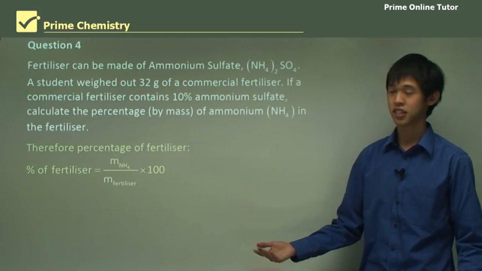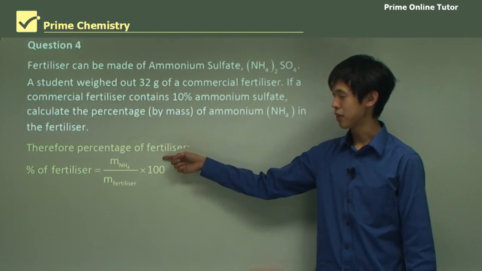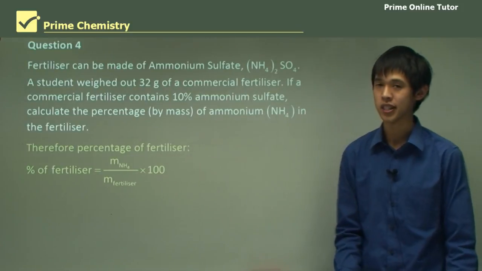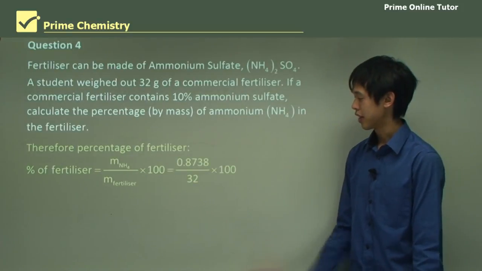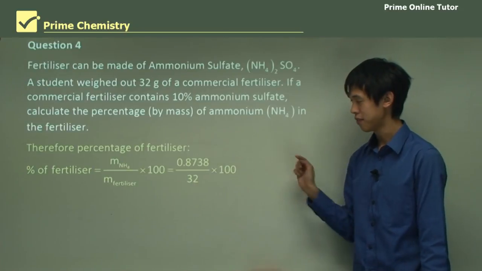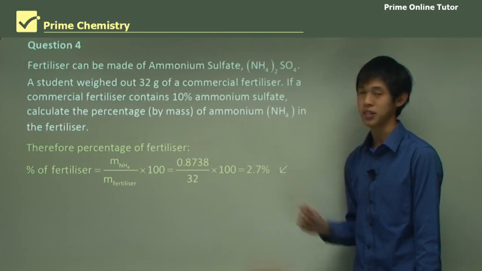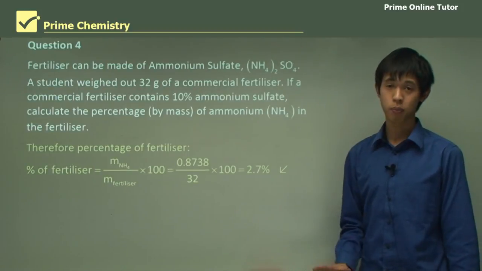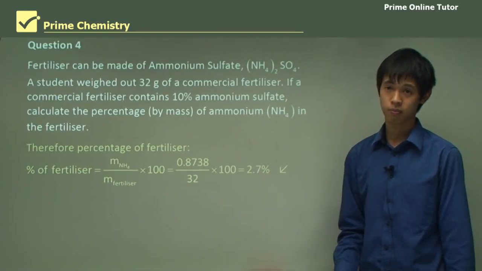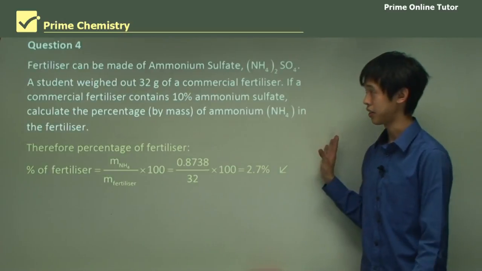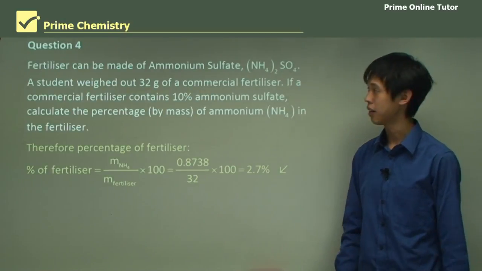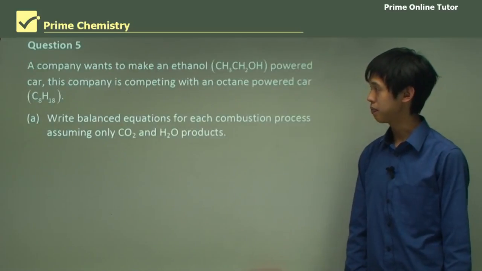Then the percentage is simply just divide the mass of the ammonium by the mass of the fertilizer and multiply by 100. So we know how to work out percentages. And that gives us this equation, which gives us 2.7%. Okay? That's how we work it out. It's a very complex question, so I'd say some year 12 students would struggle with this. So if you can work through it, then you're doing very, very well. Okay? So we'll move on to the next question.